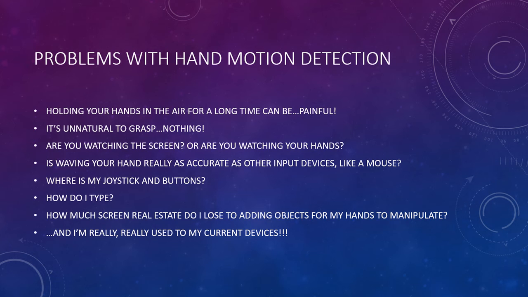It's unnatural to grasp or touch nothing. And if you're waving your hands around in front of the screen, what are you looking at? Are you looking at the screen, or are you watching your hands to make sure you're putting them in the right place? And is waving your hand about ever going to be as accurate as something like a mouse, where you can get down to pixel accuracy?